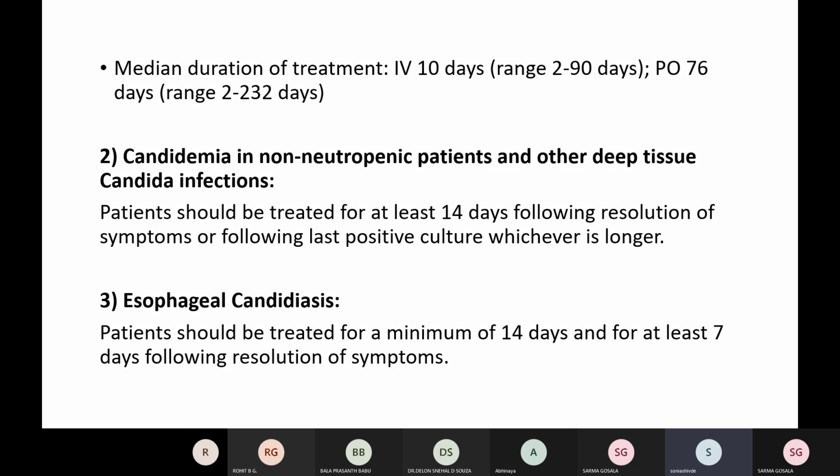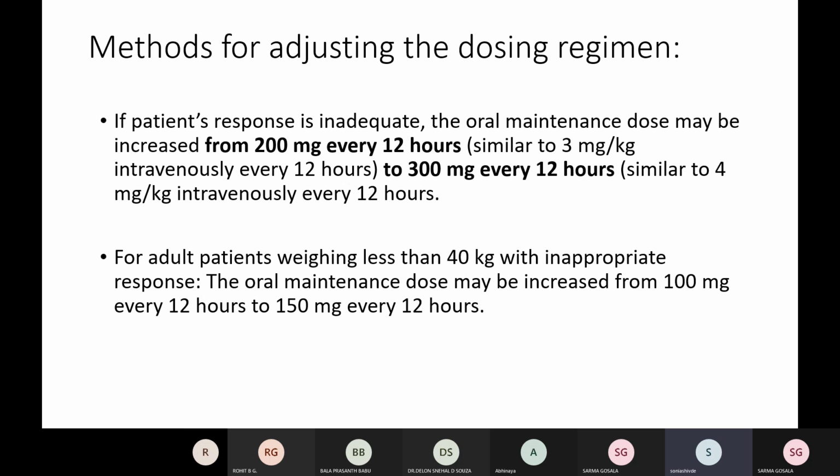That means if the symptoms resolve after 7 days of treatment, we have to continue additionally for 14 days the treatment, either IV or oral, or following the last positive candida culture, whichever is longer. So either give for 14 days after resolution of symptoms, or just go on tracing the last positive culture, whichever is longer. Esophageal candidiasis, patient should be treated for a minimum of 14 days and for at least 7 days following the resolution of symptoms.